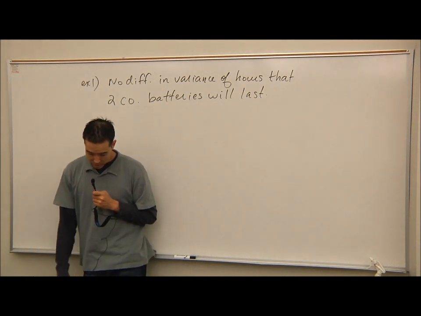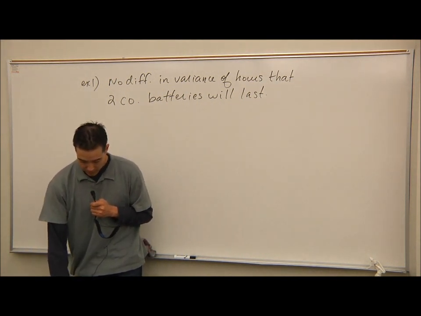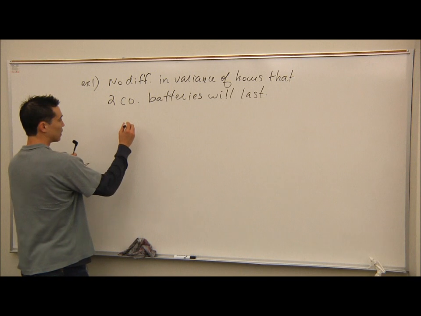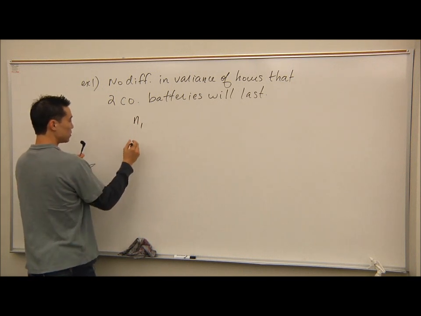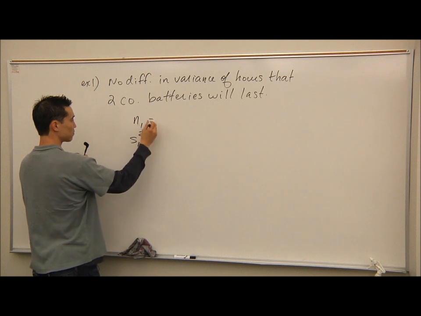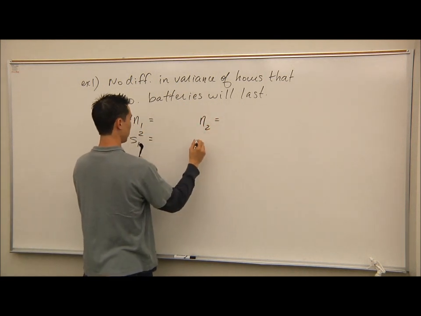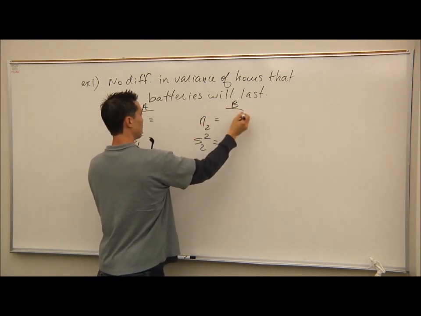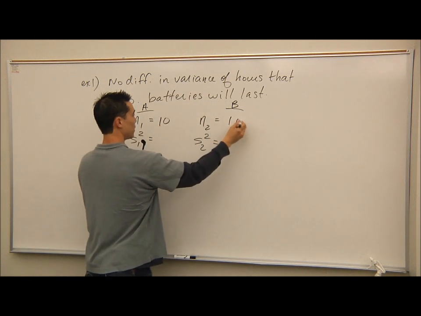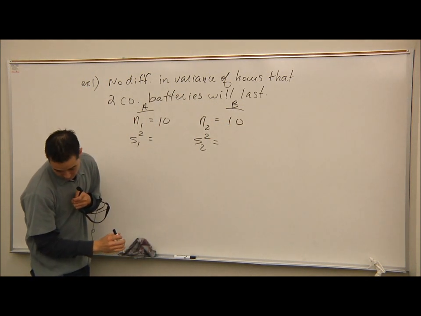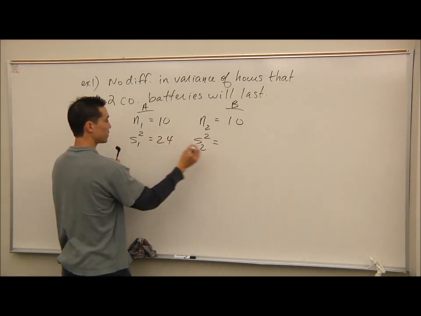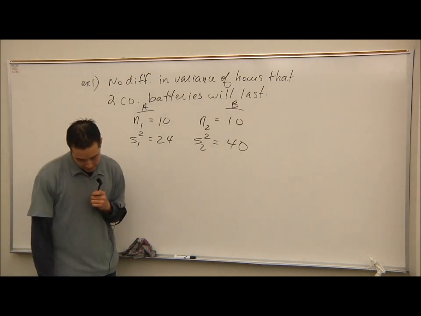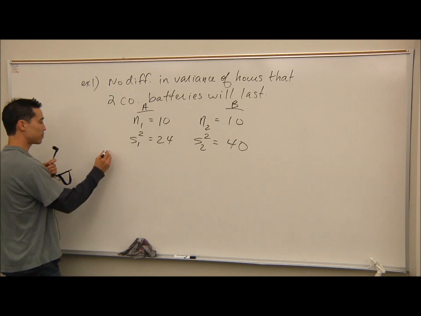Then they give some statistics to you. 10 batteries from company X had a variance of 24. 10 batteries from company Y had a variance of 40. Okay, so we have, let's just do 2 samples here. So we had company A and company B, and they said a sample of 10 for this one had a variance of 24, and this one had a variance of 40. Okay, from company A and company B. And at alpha equals 0.10, test the claim.